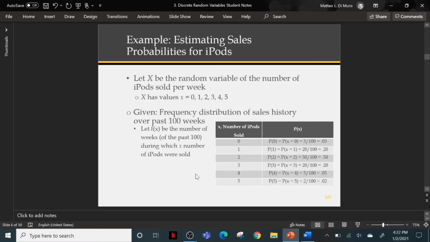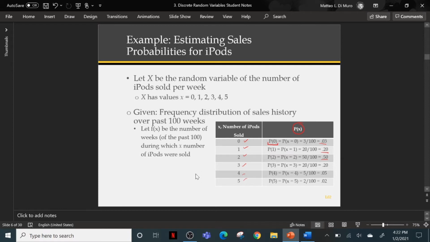So here we have a table of discrete random variables. Now I know they're discrete because it's the number of iPods sold, right? So I can't sell like 1.5 iPods, right? So I can either sell 0, 1, 2, 3, 4, or 5. Then we have the associated probability in the next column here. So the way I would read this is the probability of selling 0 iPods is 0.03 or 3 out of 100. Probability of selling 1 iPod is 0.2. Probability of selling 2 is 0.5.